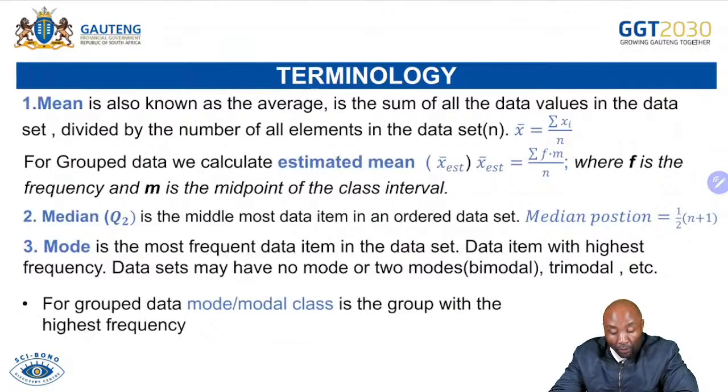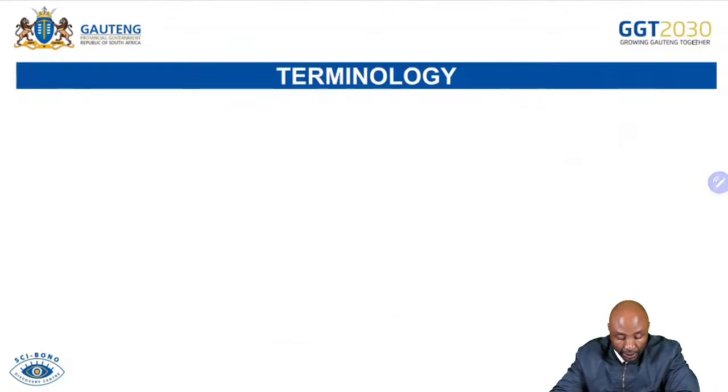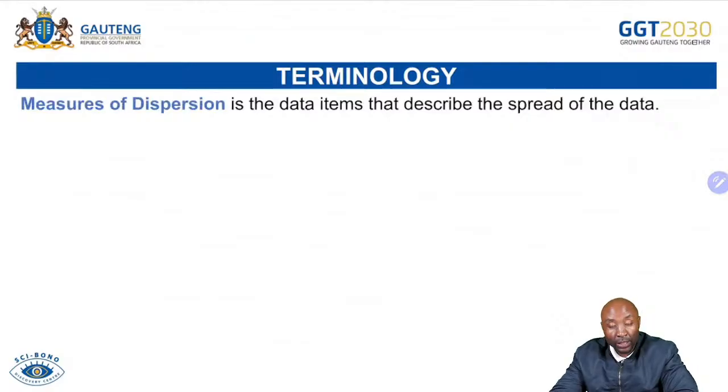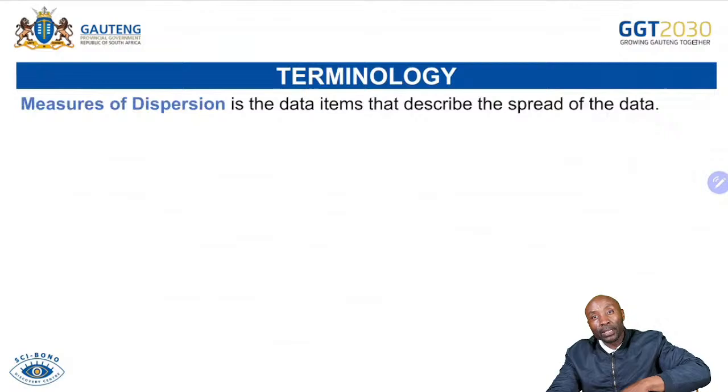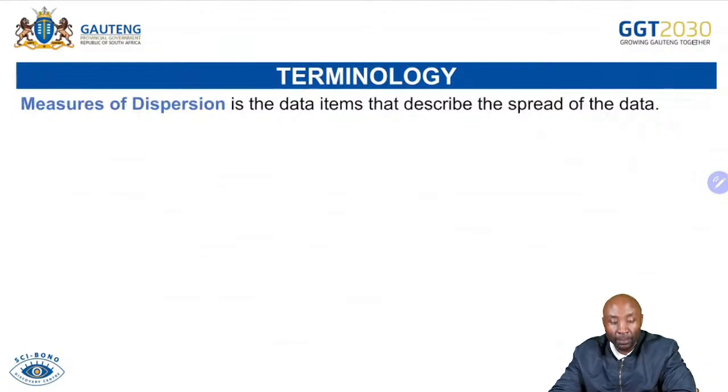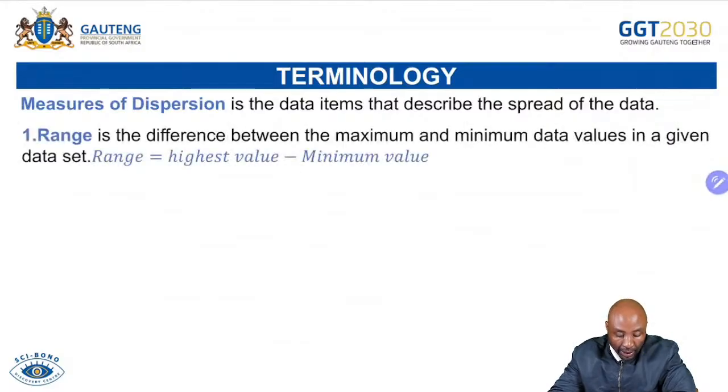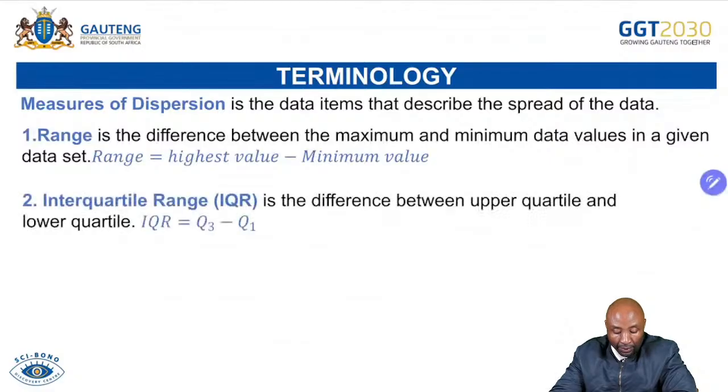I've already highlighted this, and then we have measures of dispersion. This gives us the spread of our data. We are looking at the spread. Central tendency, we are looking at around a certain data item. And measures of dispersion, we are looking at the spread. And we look at things like our range, which is the highest data item in the set minus the smallest data item in the data set. That gives us the range.